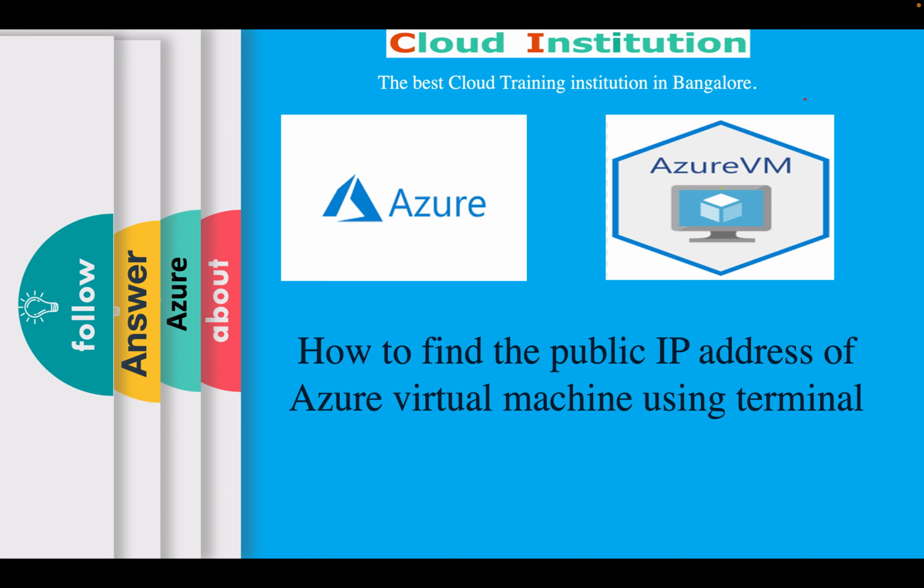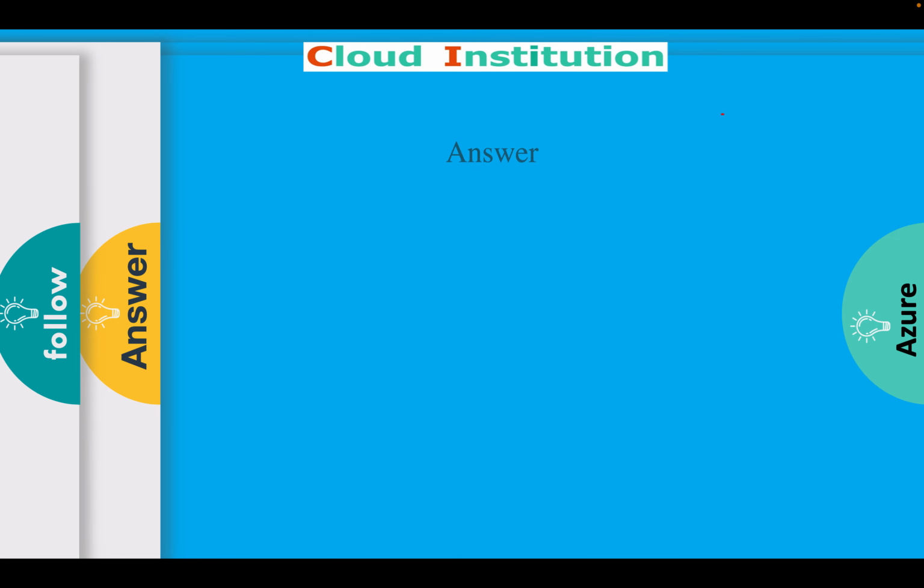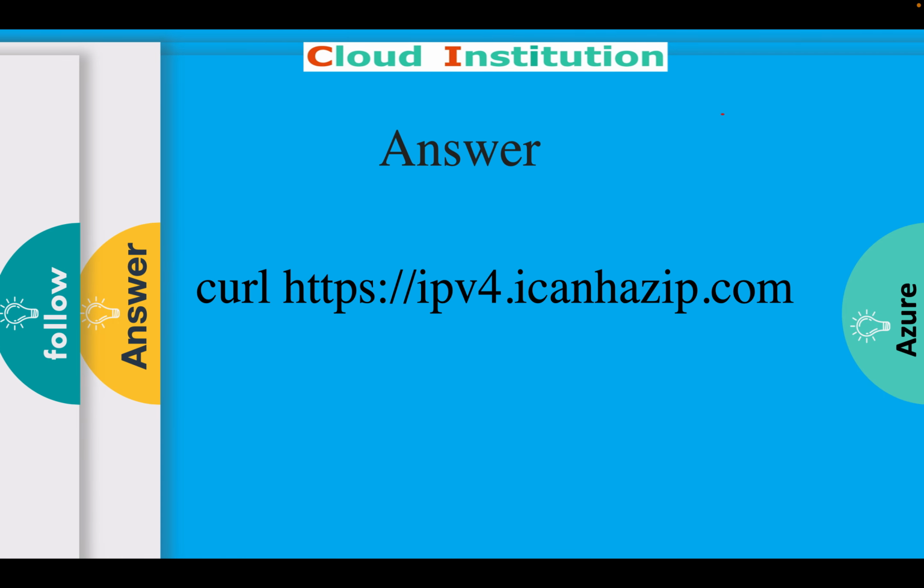So for that, we need to find the IP address of the machine through the terminal. The answer is curl https://ipv4.icanhazip.com. Using this method, you should be able to get the IP address of the virtual machine. There might be various different ways to get the IP address of the virtual machine. You can also use the az CLI command, but this is the simplest way.